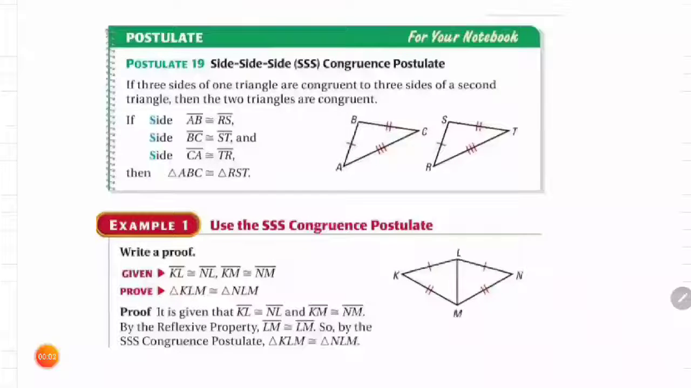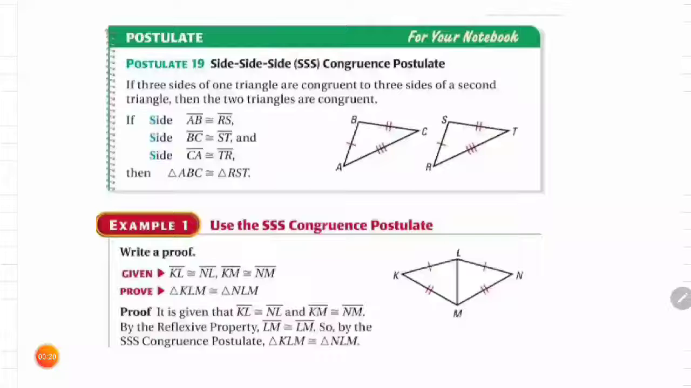Welcome back. This is Geometry section 4.3. In the last section, we figured out how to prove two triangles are congruent. We had to show that all corresponding sides and all corresponding angles were congruent. So we had to find 6 different things.